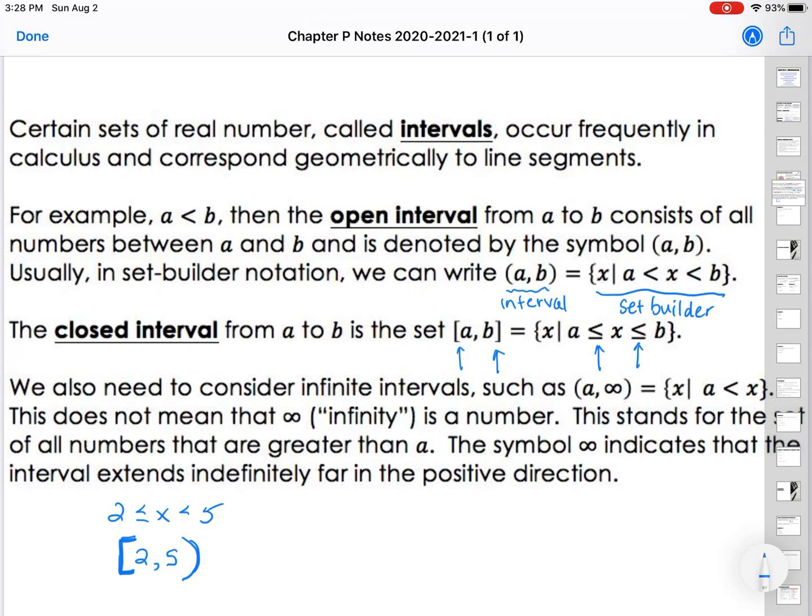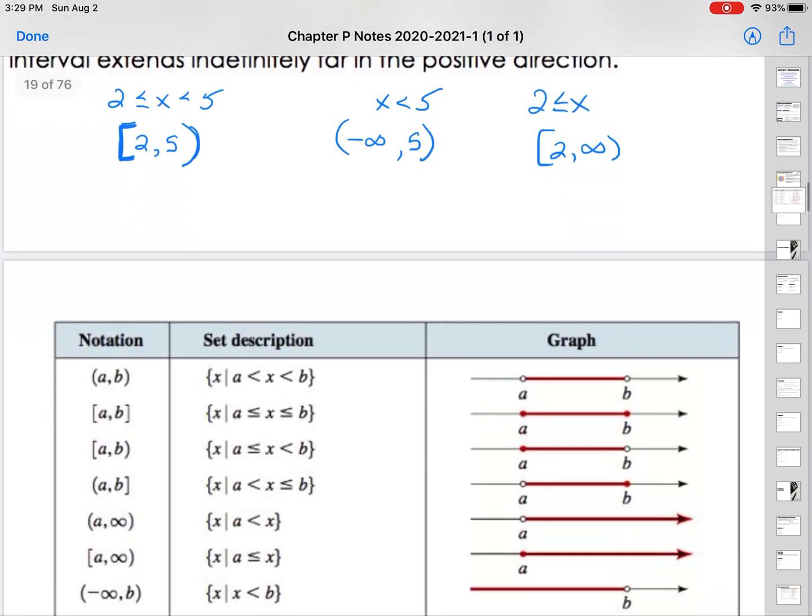Also, we want to consider the fact that sometimes our interval can go off to infinity. So in this case, we use the infinity symbol, which is a sideways 8. If I wanted to say that X was just less than 5, we would have that curve in the 5, but we would go off to infinity in the other direction. To the left, we'd go off to negative infinity. If we were going off to the right, say we had that 2 was less than or equal to X, and that was it, we'd have the 2, but we'd go off to infinity in the positive direction. Infinity is always going to have a regular curved parenthesis.